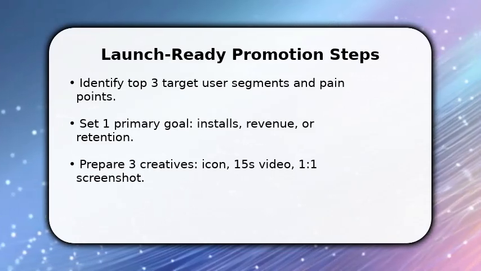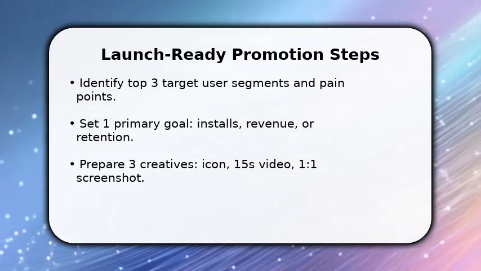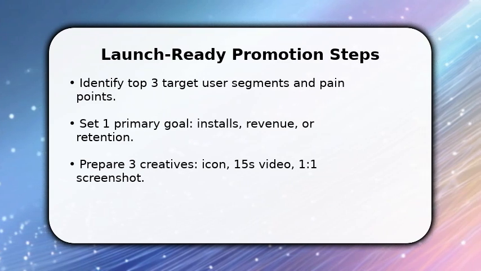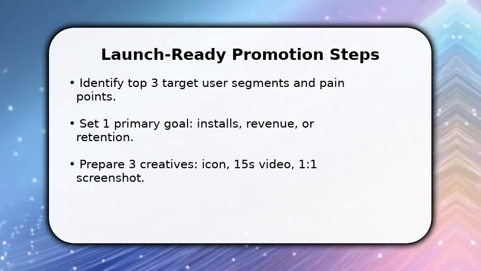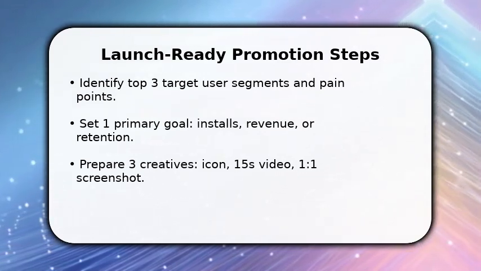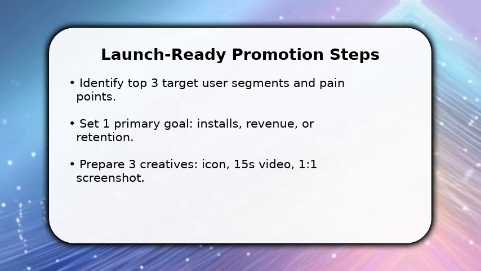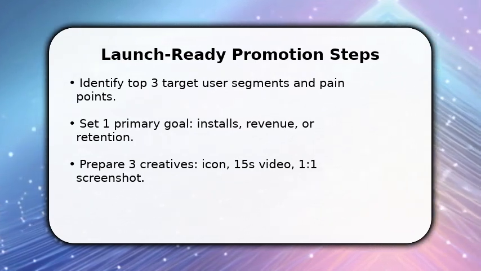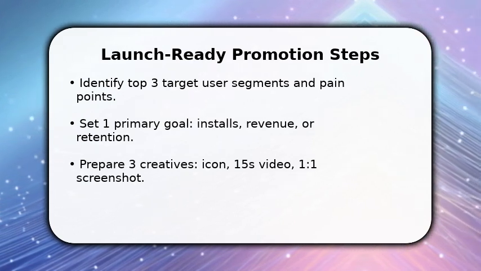You've validated the app and now start promotion immediately. First, lock the primary objective: installs, revenue, or retention, then pick the top 3 user segments you'll target. Create concise creatives: an icon, a 15-second demo video, and a 1:1 screenshot for feeds.